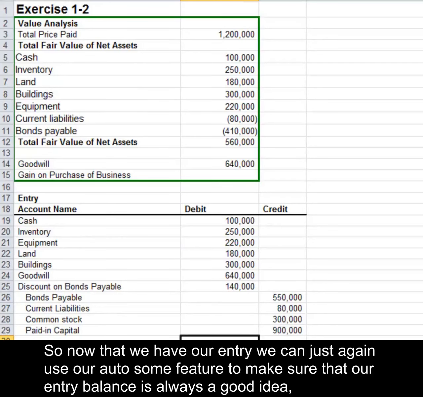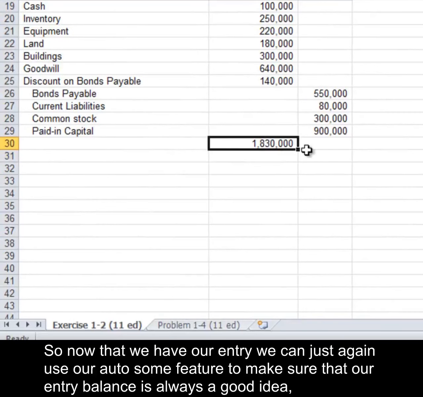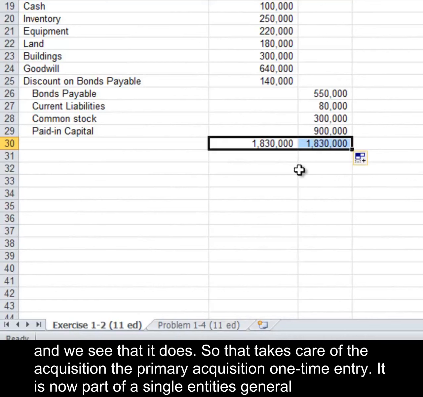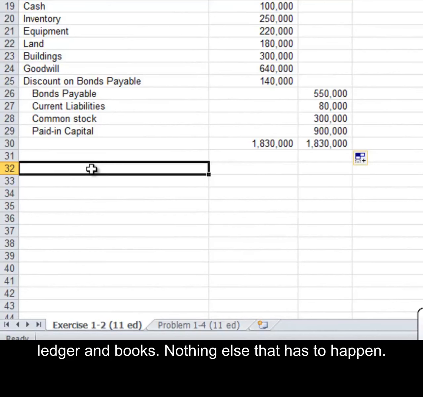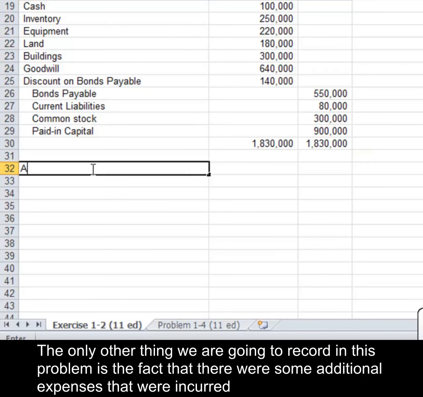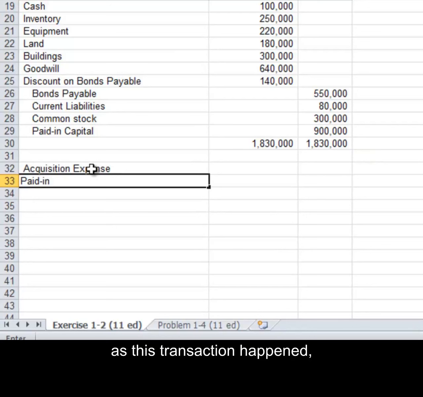So now that we have our entry, we can just again use our auto sum feature to make sure that our entry balances, always a good idea, and we see that it does. So that takes care of the acquisition, the primary acquisition, one-time entry. It is now part of a single entity's general ledger and books, nothing else that has to happen. The only other thing we are going to record in this problem is the fact that there were some additional expenses that were incurred as this transaction happened.